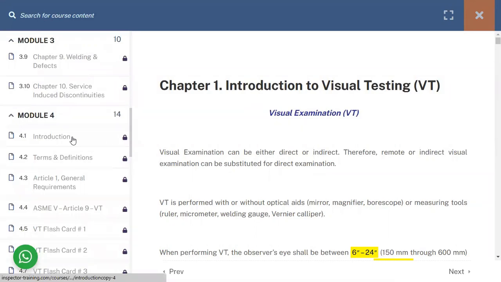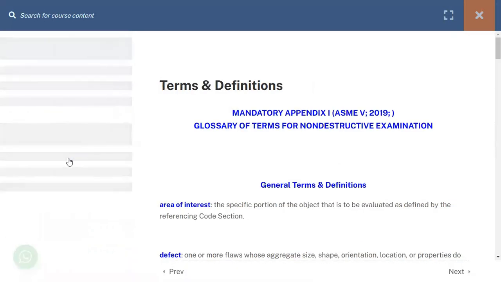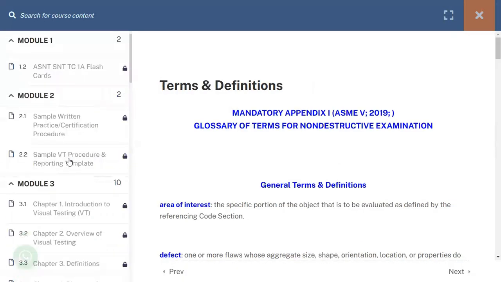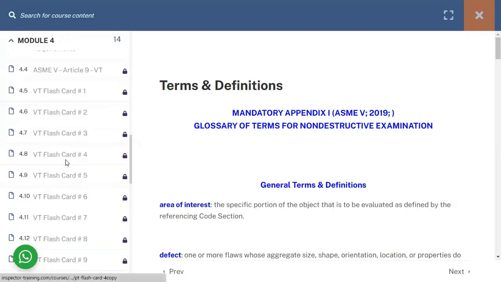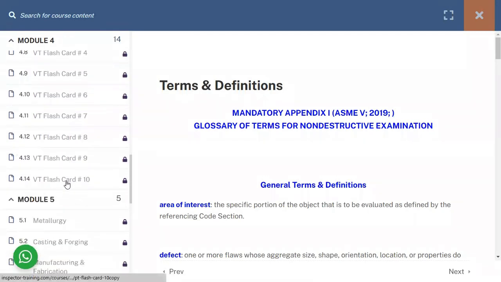And on module 4, we shall be talking about ASME Section 5, starting with the introduction. There are extensive terms and definitions, general terms and definitions, and terms and definitions related to visual testing. And then we'll start with Article 1, general requirements that every NDT method should comply with. And then Article 9, which is dedicated to VT of ASME Section 5. And then there are 10 sets of flashcards here.